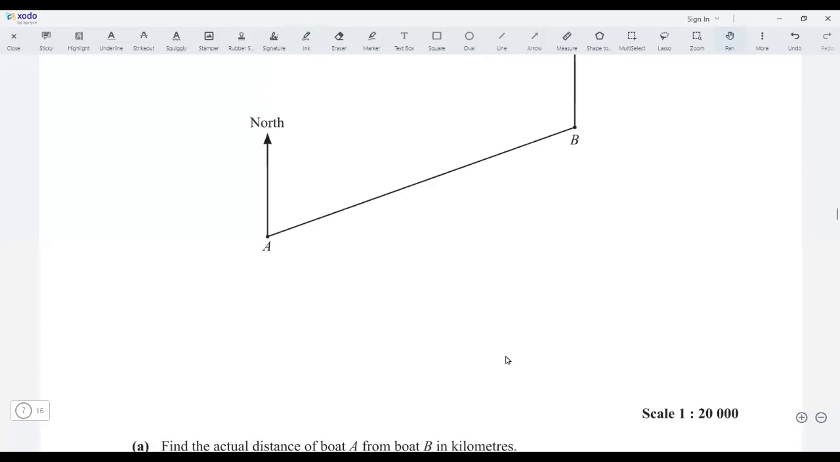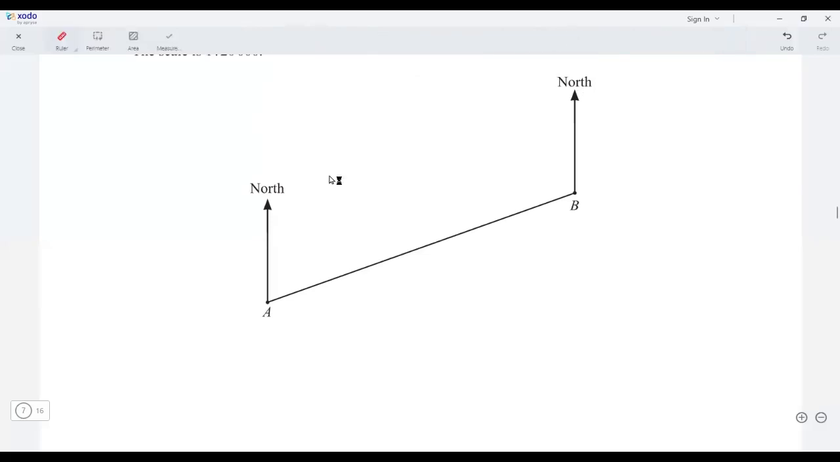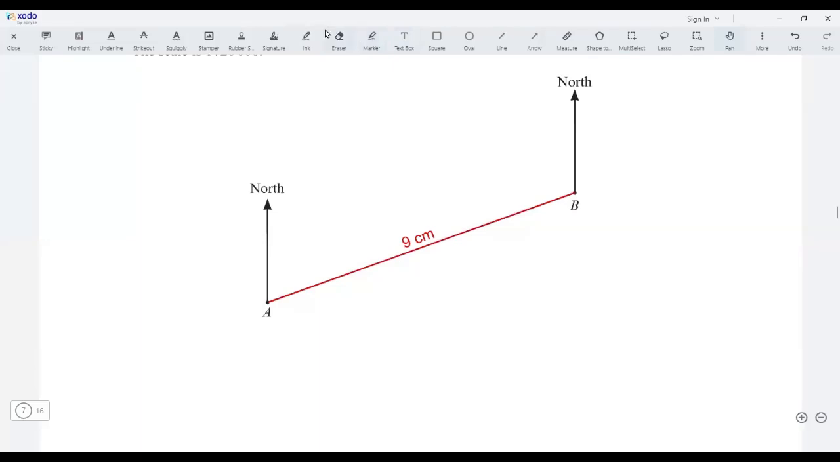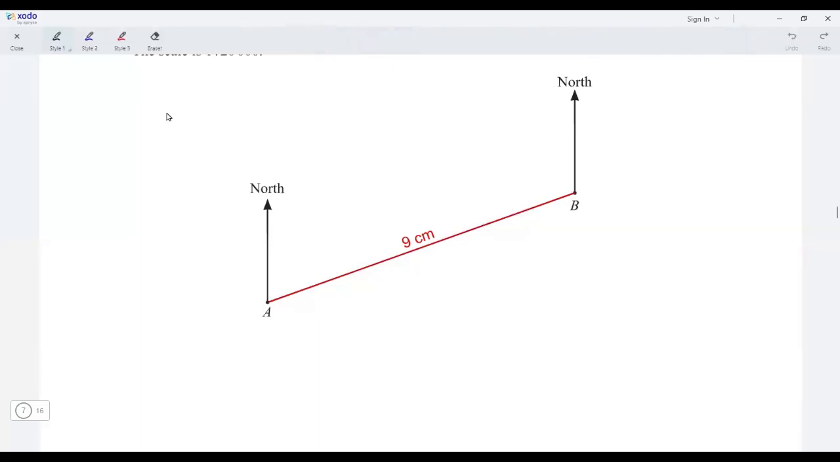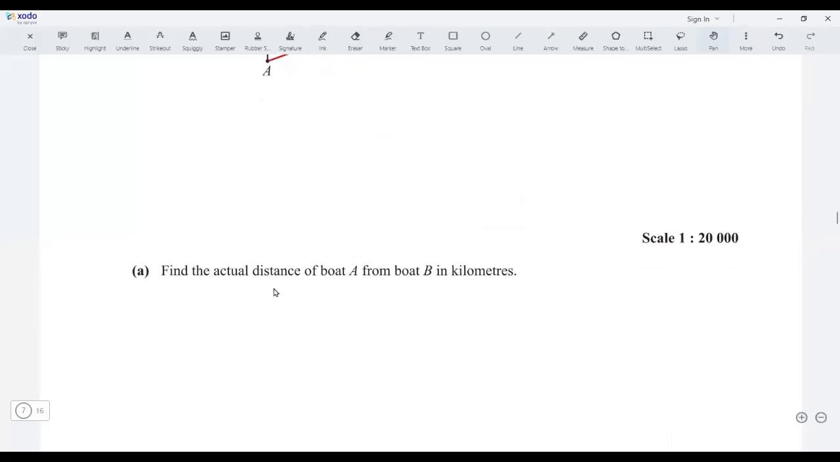So for the actual distance, we need to know the length on the map. For the length on the map, we have to measure with the ruler. What exactly we are getting from here till here is approximately 9 centimeters. So if we have 9 centimeters here, what we have to do is use the ratio: map to actual.